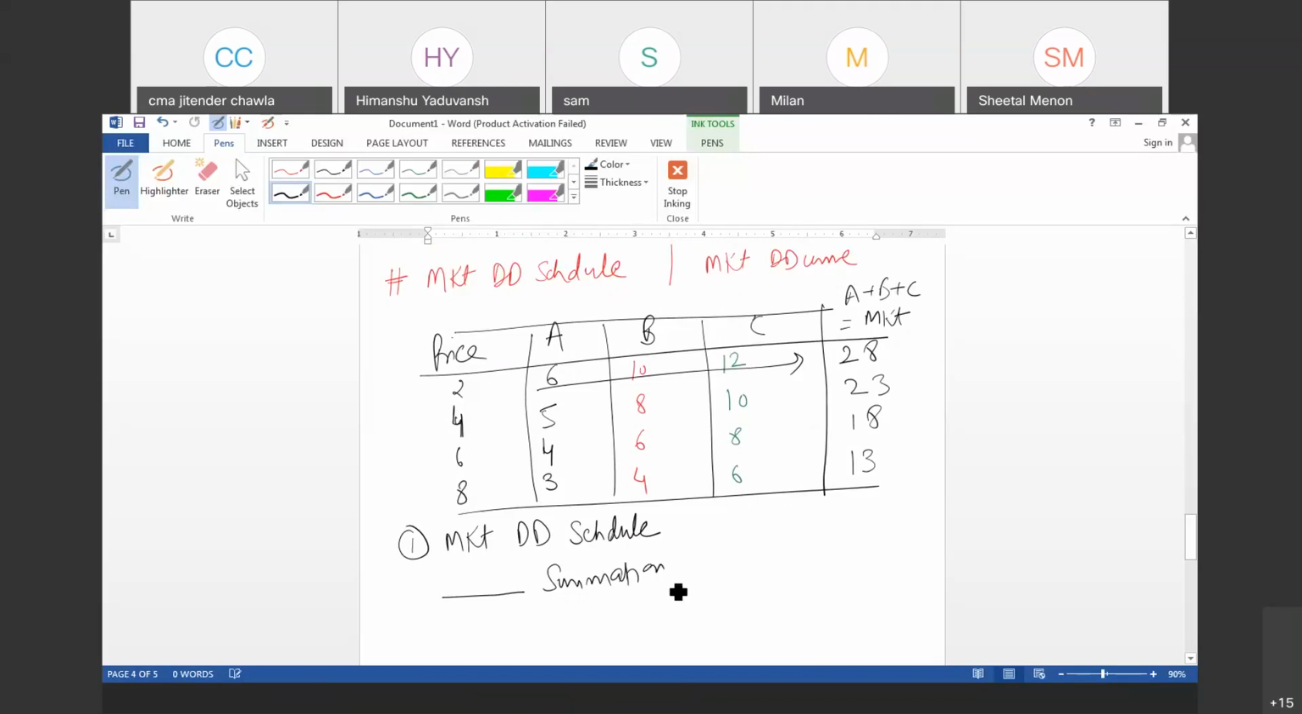Summation of demand of all consumers in market is called market demand schedule. Tabular representation.